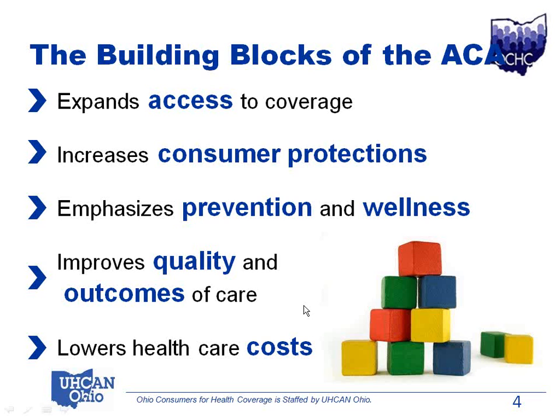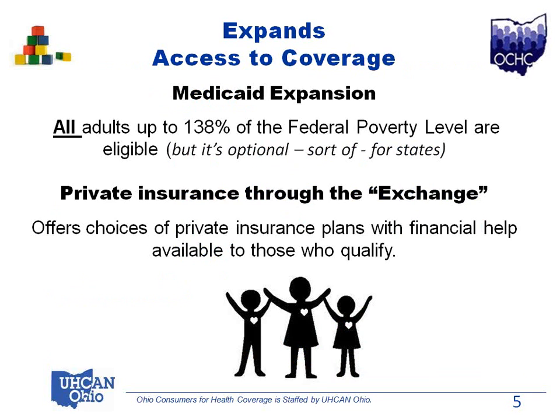So let's just talk a little bit about the Medicaid expansion, the way that access is expanded to health care. The first of that is through Medicaid. And under the Affordable Care Act, all adults up to 138% of the federal poverty level are eligible for Medicaid. Now, the problem is that it's become sort of optional for the states.